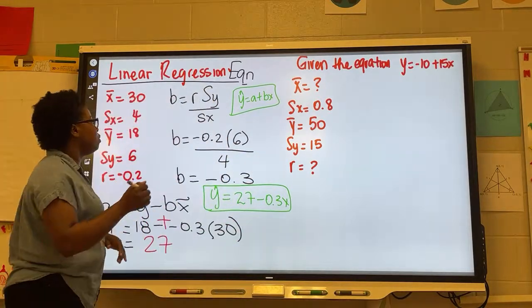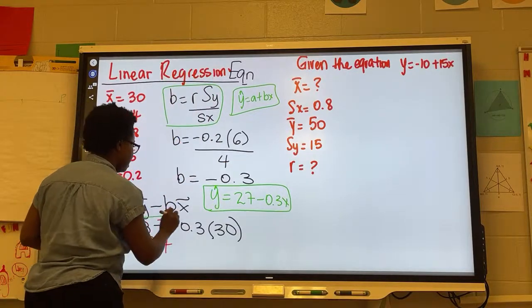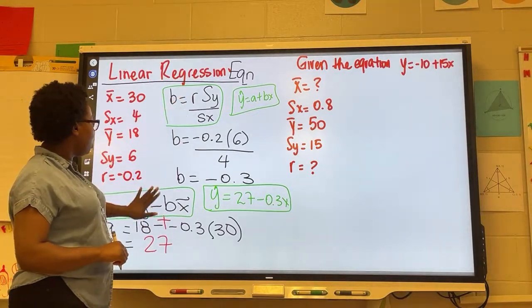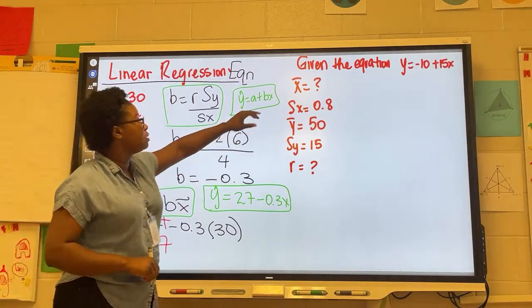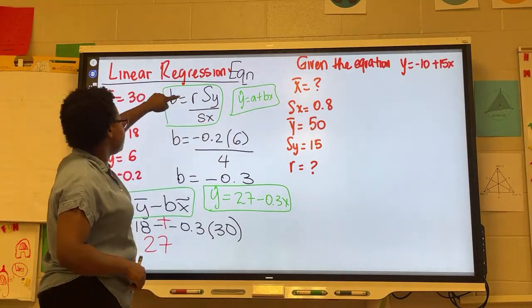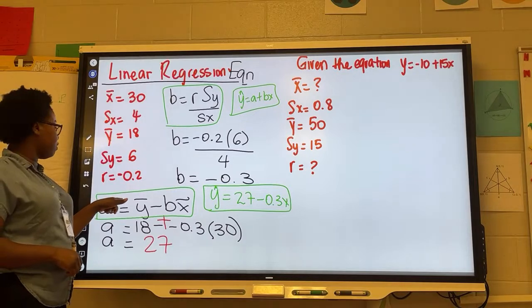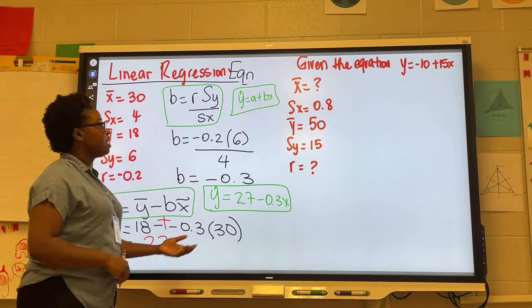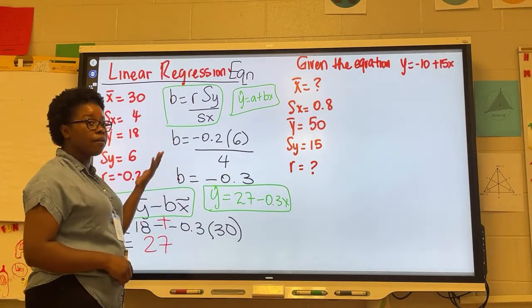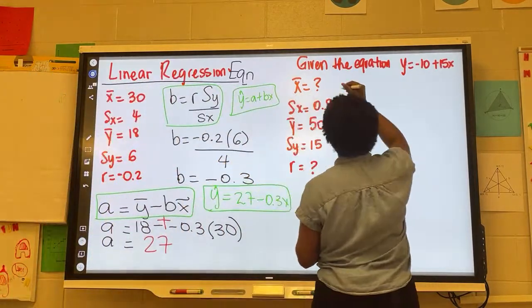Given that we have two formulas that we pay attention to, this is one formula and this is the other, you have to check if it's the slope formula or the intercept formula that you need to find whatever is missing. If you're talking about x bar, between these two, only the intercept one has x bar in it, so we have to use this one to find x bar. Thinking about r, only the slope formula has r in it, so we have to use that one. So let's find x bar first.